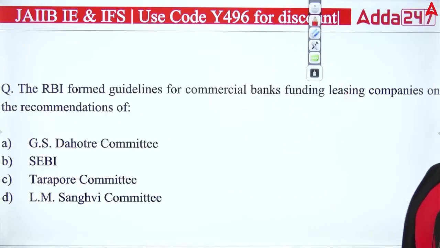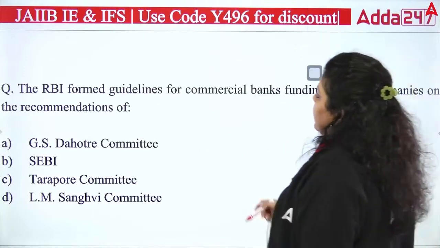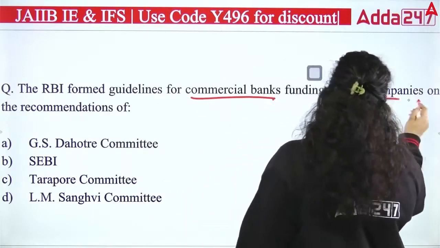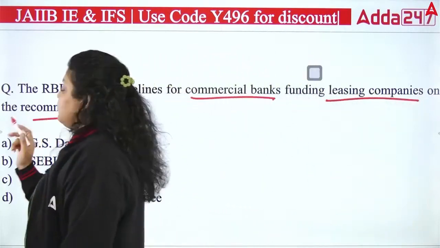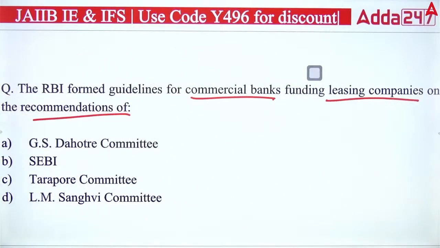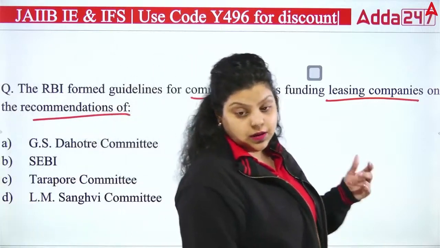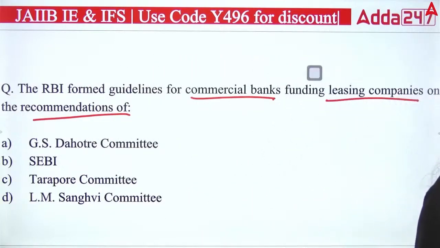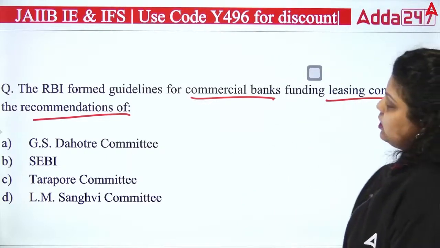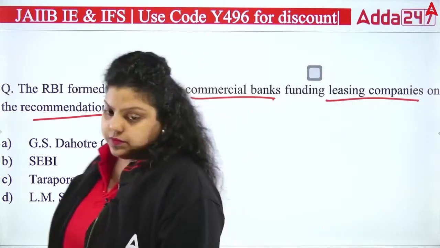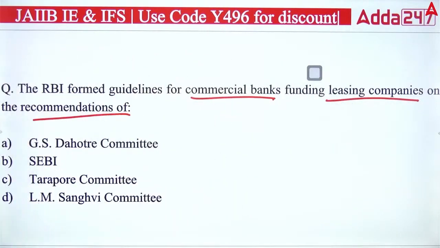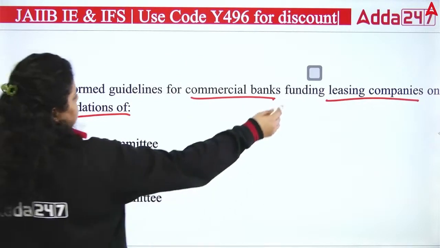Next question. The RBI formed guidelines for commercial banks funding leasing companies on the recommendation of which committee? So which committee actually recommended leasing companies to banks? Like a bank can act as a leasing finance company. Is it Tarapore committee? Is it LM Sanghvi committee? Is it SEBI who recommended? Or is it GS Dhatore committee? And the right answer will be A, that is GS Dhatore committee. Okay, right answer will be A.